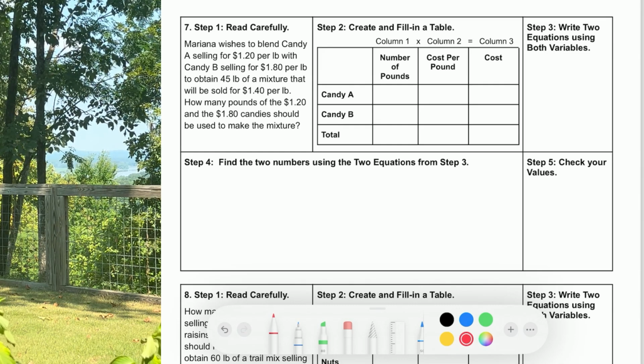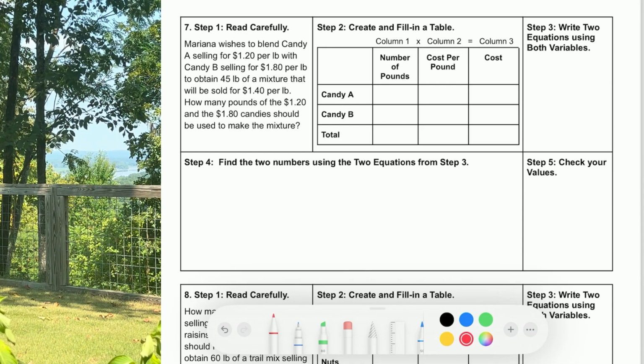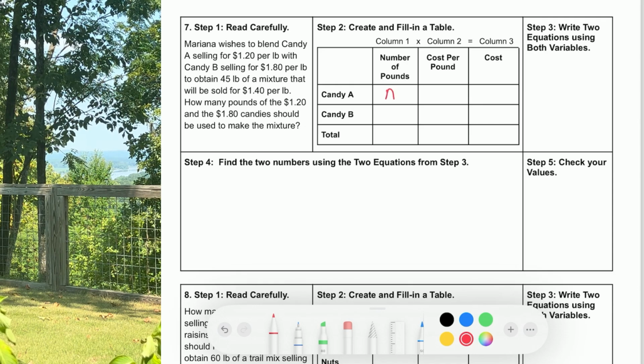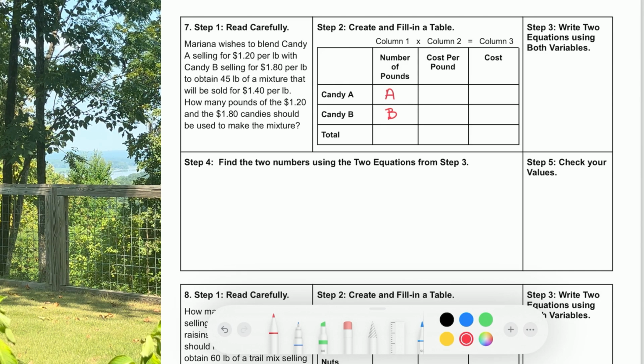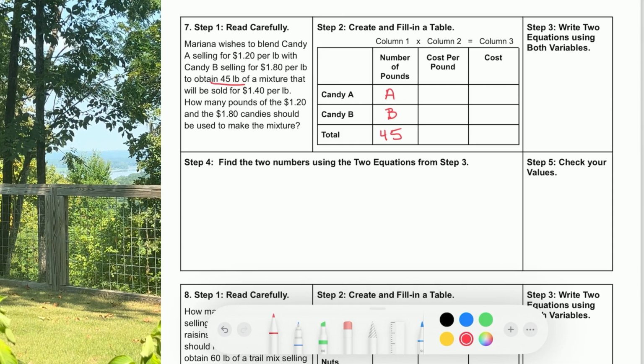All right, so we've got two candies. We have candy A and we have candy B. So I'm going to use those letters for my variables. I don't know how much I need of A and B. I just know that I'm going to have each of them. And what they want to make is a 45-pound mixture. So that's the 45 right here, because they want a total of 45 pounds mixed between those two.